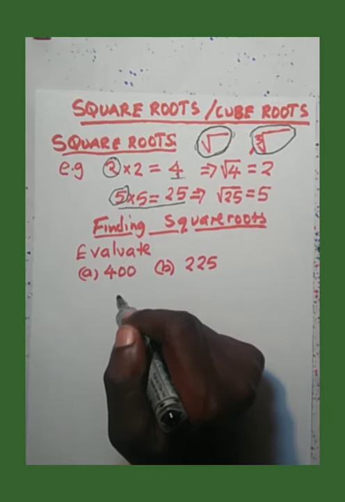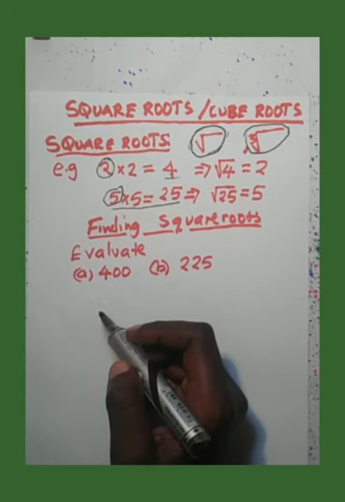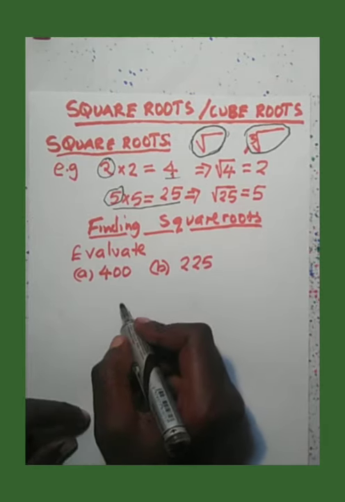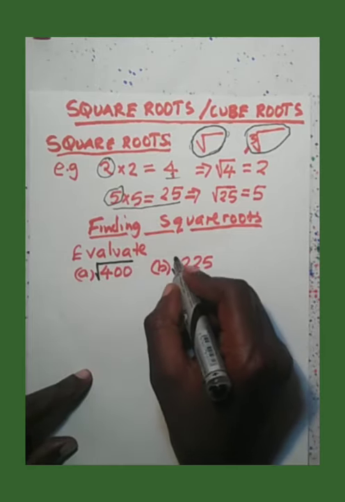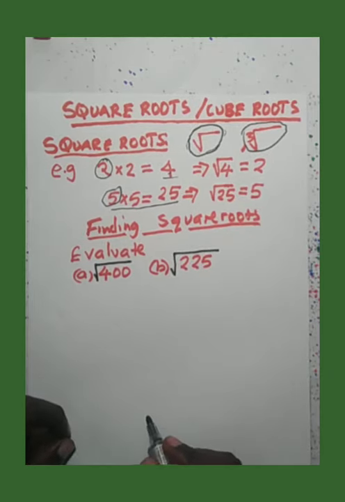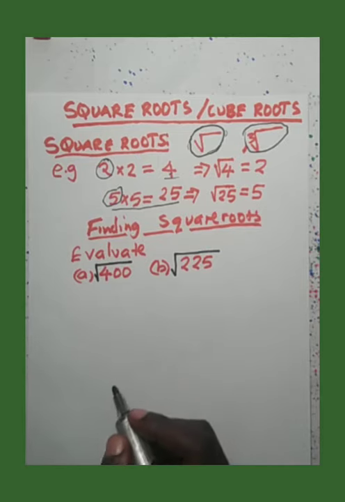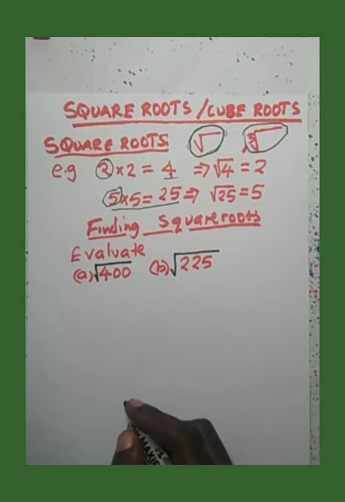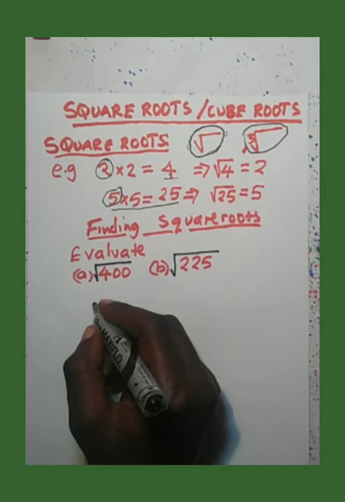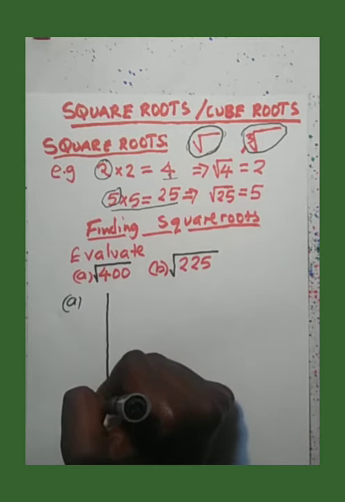Okay, so the question says evaluate. We are starting with 400 here, finding the square root of 400. Okay, evaluate the square root of 400 and the square root of 225. Here is how we find the square roots without using our machines or calculators, because in junior secondary we don't use calculators. So what you do for the first one here is you draw a tree.